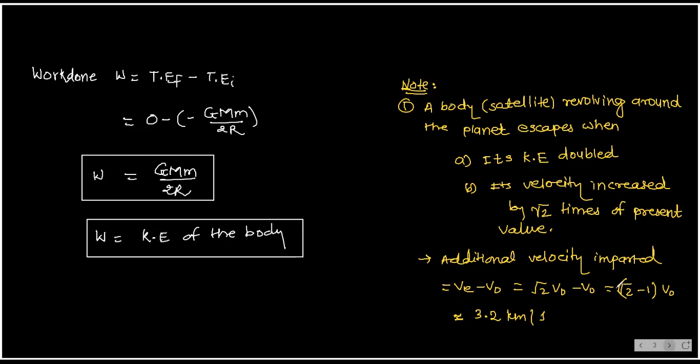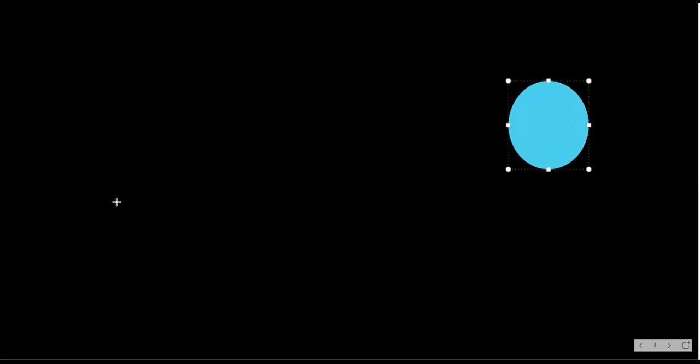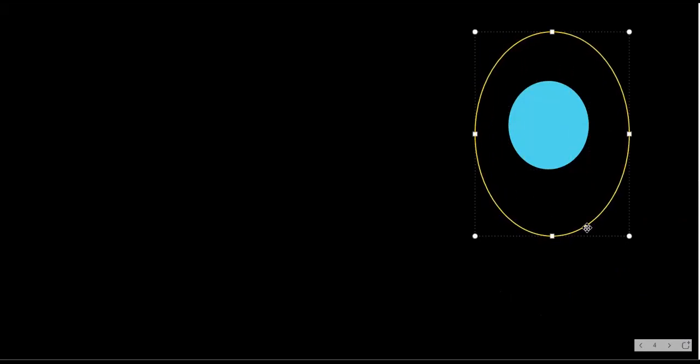Now, this is what we have learned when the satellite is moving very near to the surface of Earth or a planet. Now, suppose the satellite is revolving at height h, then what to do? See here in this diagram, this is the body which is revolving at height h. Can you see here? This is the body, and this is height h.